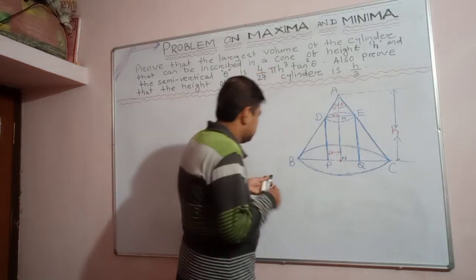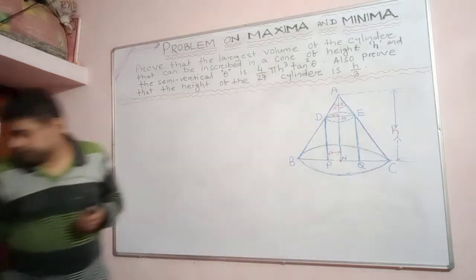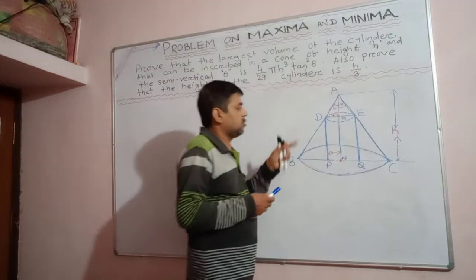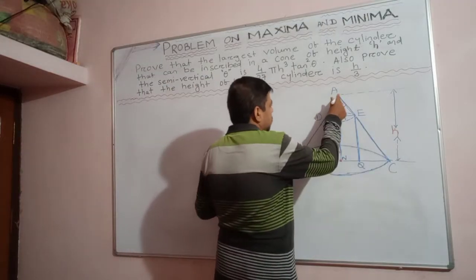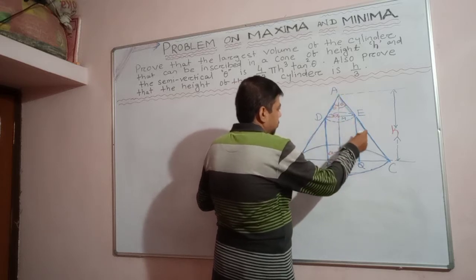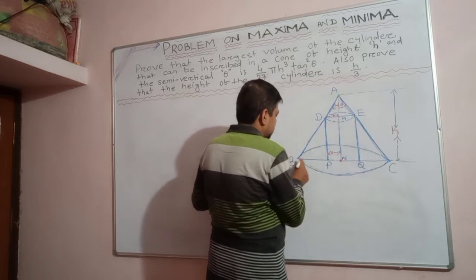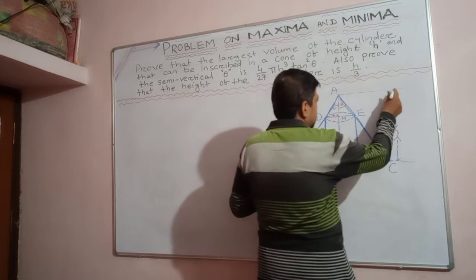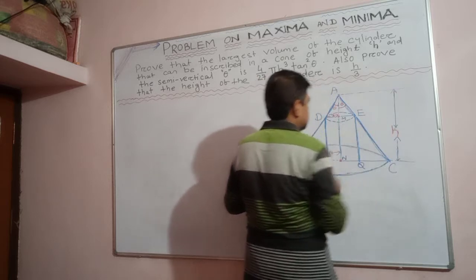Okay, so you see now, here a right circular cone is given. It is a right circular cone. Students, are you able to see the figure? It is a right circular cone, with height of the cone h.